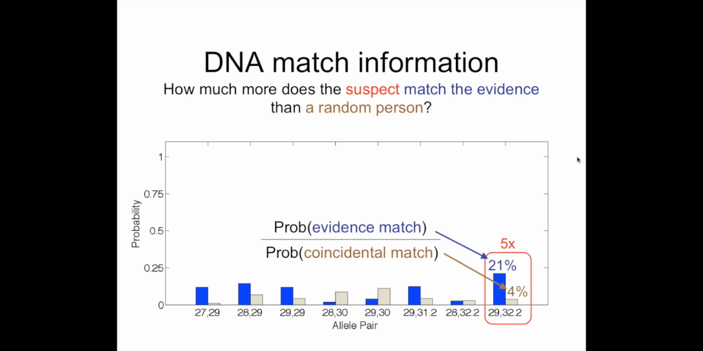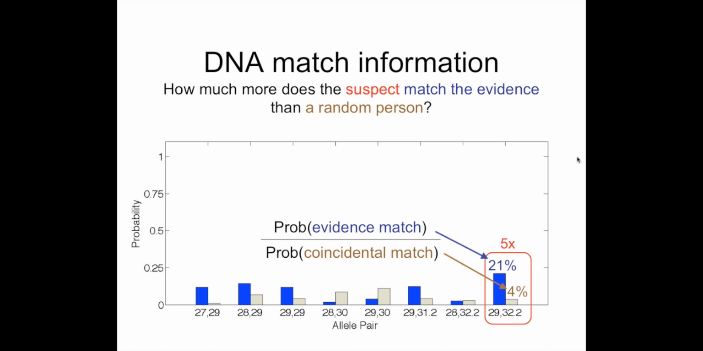What is the probability of the genotype in blue, 21%, divided by the probability of a random person in the population, here shown in brown, 4%. That can also be viewed as the probability of an evidence match divided by a coincidental match when you're comparing with a reference sample. And that ratio of 21 to 4 at the suspect's genotype, circled in red on the right, 29-32.2, is about a factor of 5.